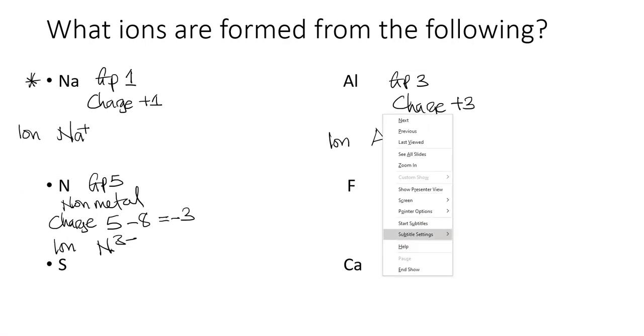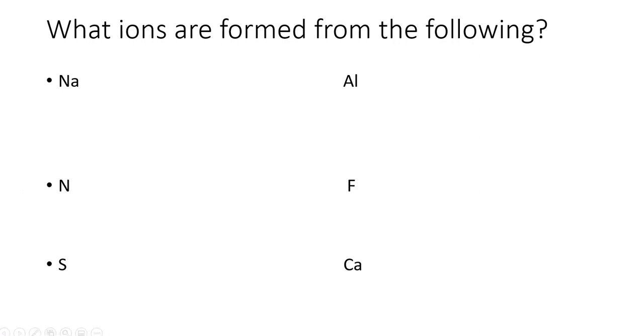Now, if we take sulfur, so sulfur here is in group 6, but it is also a non-metal, which means its charge will be 6 minus 8, which is negative 2. So we can say the sulfur ion will be given as S2 minus.